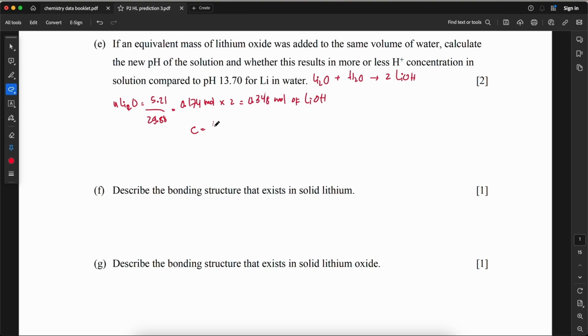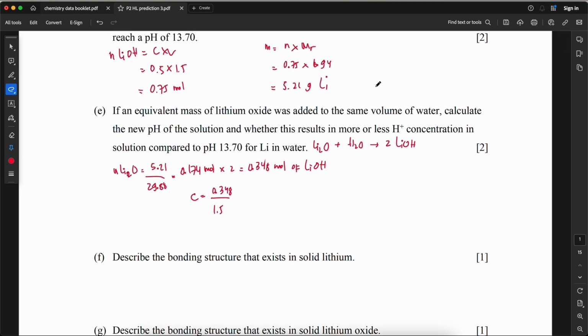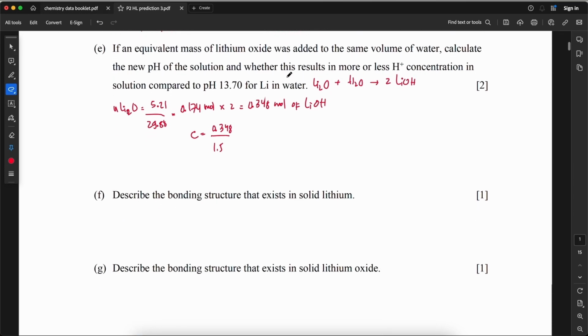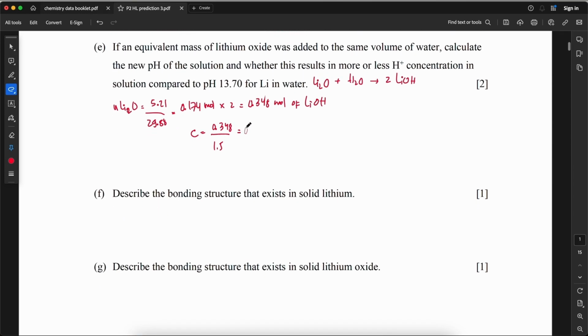Okay, so now we need to find the new concentration with this number of mole. So the mole is 0.348 divided by 1.5 decimeter cube, because it mentioned the same volume of water. So the volume of water is 1.5 decimeter cube, and you will get 0.232 mole per decimeter cube. So this would be OH minus, because LiOH, when it dissociates, will produce 1 OH. So the concentration of OH minus is 0.232 mole per decimeter cube.